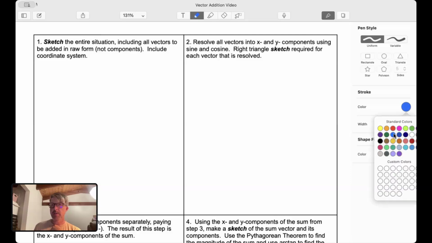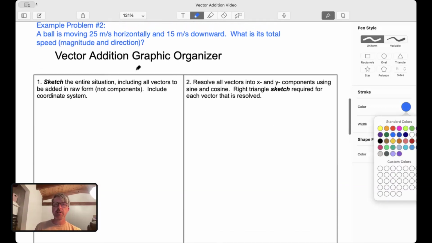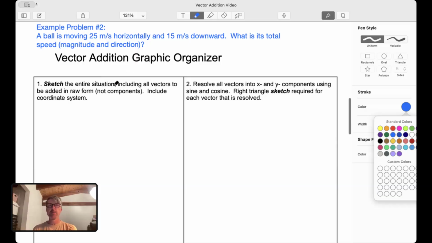Hey there, physicists. Welcome to part two of the vector addition example video. We're going to do a second example. A ball is moving 25 meters per second horizontally and 15 meters per second downward. What is its total speed, magnitude, and direction?